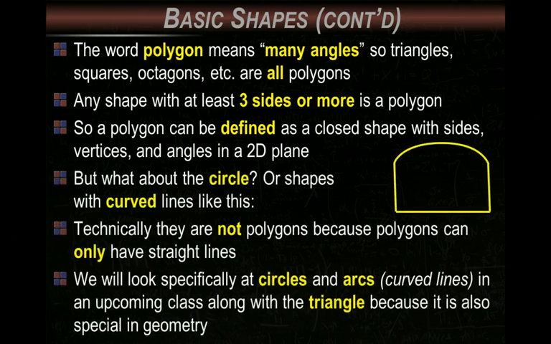What about circles? What about shapes like this with a curved line? Well, those are not polygons. Circles are not polygons, and shapes like that are not polygons. Polygons can only have straight lines. Okay? We are going to look at these curved objects at a later date. For now, we're going to limit ourselves to just polygons, just simple shapes built from our basic building blocks.